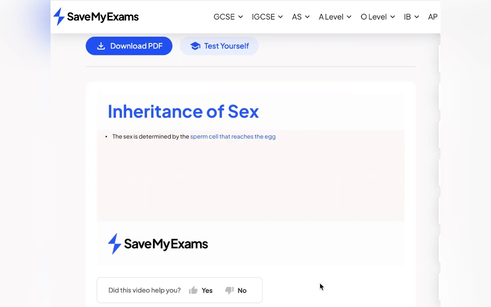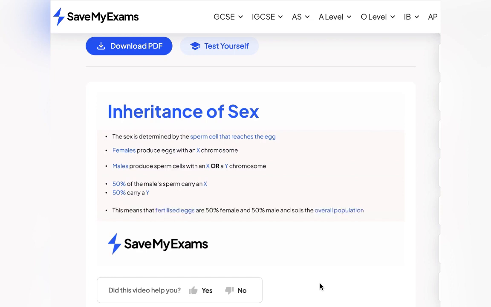In summary, the sex is determined by the sperm cell that reaches the egg. Females produce eggs with an X chromosome, whereas males produce sperm cells with either an X or a Y chromosome. 50% of male sperm will carry an X, the other 50% will carry a Y chromosome. This means that fertilised eggs are 50% female and 50% male, and this represents the overall population.